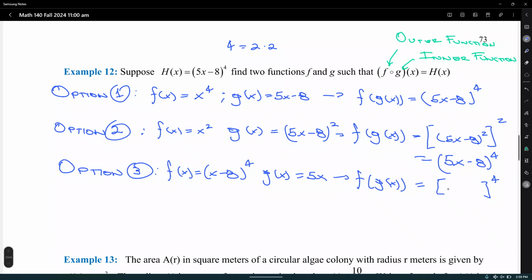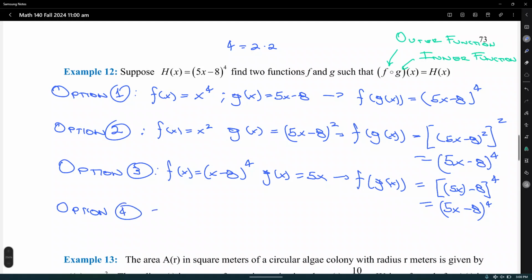All right, to the fourth power, and that'll be quantity x, which is in this case 5x minus 8, and then we'll just get rid of the parentheses. 5x minus 8 to the fourth power. Is there another way we could do this? Well, yes, of course we can do it. So check this out. Option number 4.